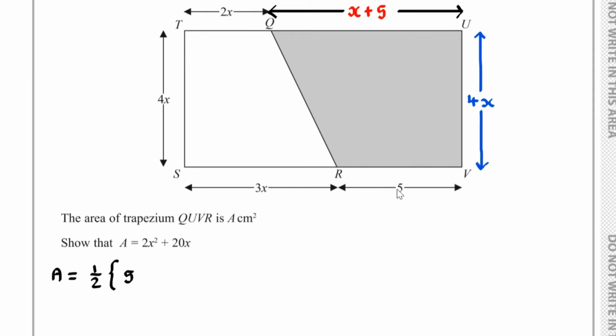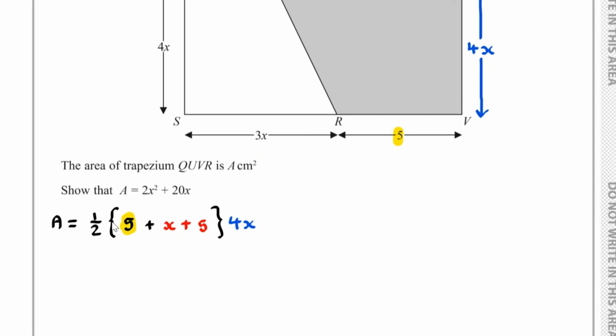So we have 5 plus x plus 5 multiplied by the height, 4x. So a half of 4x is 2x, and then inside the bracket we have x plus 10. And if I multiply the 2x into the bracket, we end up with 2x squared plus 20x.